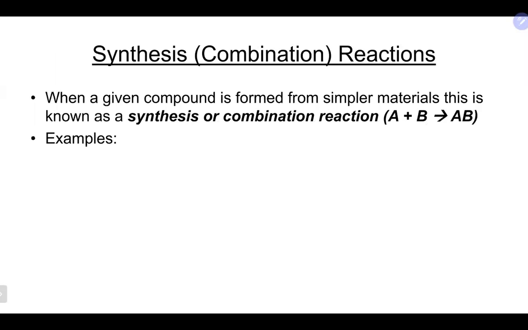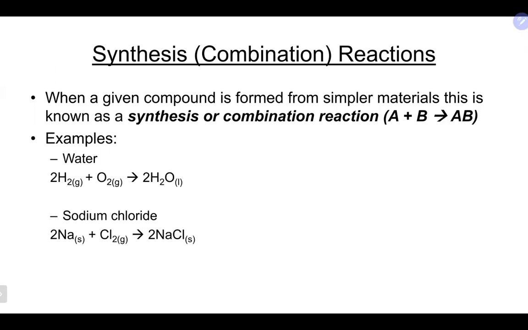So the first type of classification, which is referred to as a synthesis or combination reaction, is basically what happens when you take two things and make one thing. You put them together, you combo them together, hence the name combination or synthesis reaction. So right here, this is two things make one thing. That's your classic synthesis or combination. This guy here is two things that make one thing, also your classic combination or synthesis.